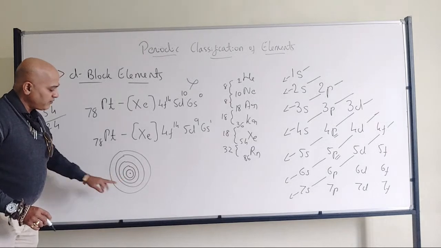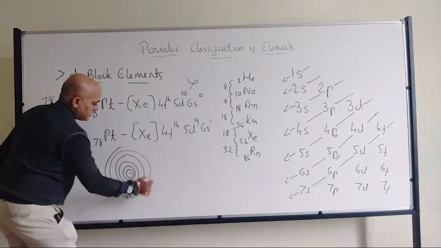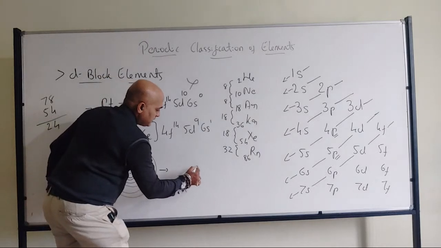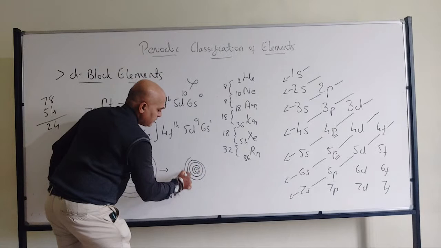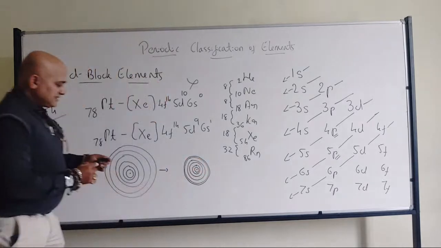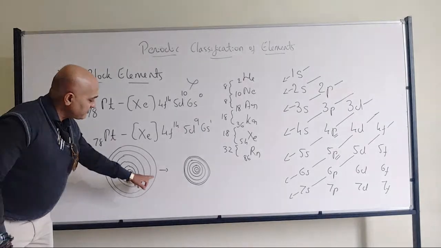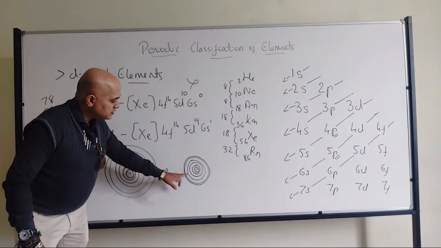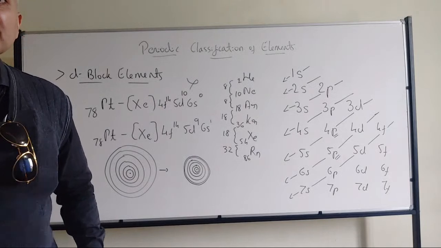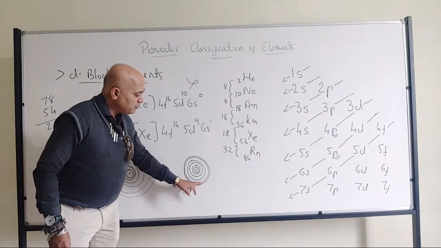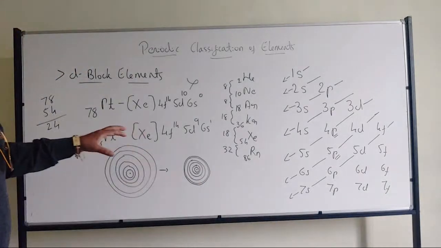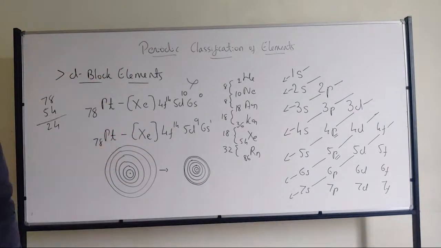So 1, 2, 3, 4, 5, and we will take the 6th one also. This is what we expect in a regular case. But in reality what will happen? 1, 2, 3, 4, 5. Now we would have expected the energy level difference to be this much, or at least this much only. But here the energy level difference has decreased. Due to that, an electron can easily move between the 6th and 5th energy levels. So in some cases, they will have a difference in the electronic configuration.